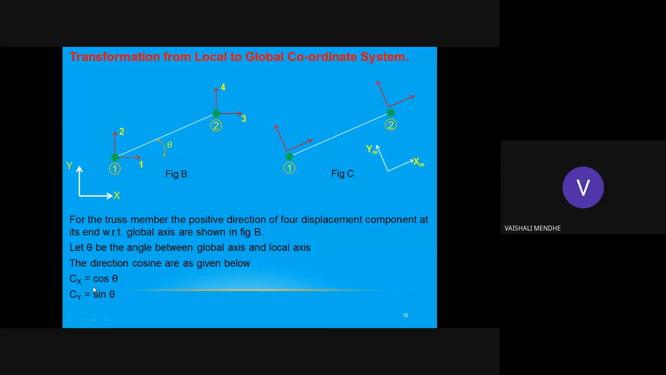Direction cosine means the component along the x direction will be cos theta, and the component along the y direction we will consider as sin theta. Just like the resolution of a force, the same is applied for the resolution of displacement. So Cx is cos theta and Cy is sin theta.